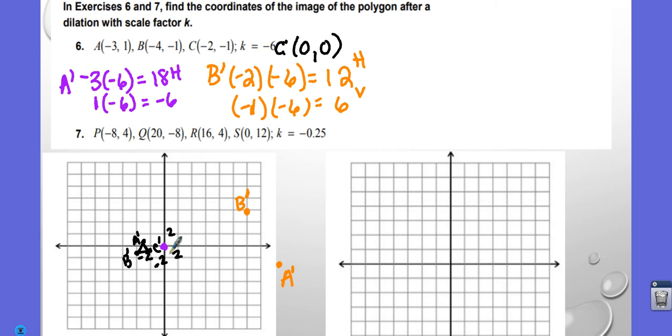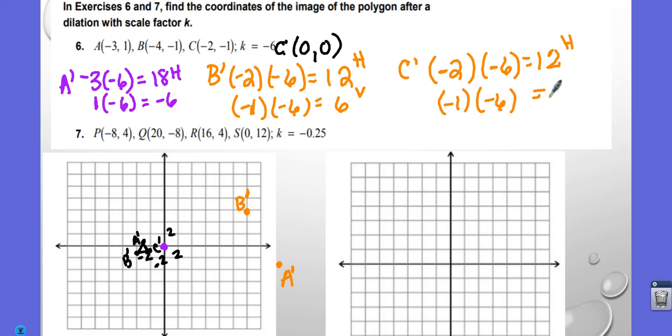Okay, now let's go ahead and do C. How far from the center of dilation am I with C? That is 2, and that was 2 to the left. So C prime is 2 to the left times -6, which is +12, and that's my horizontal component. And then how far down am I? I'm only 1. So I would say -1 since I'm going down, times -6, which is 6, and that's my vertical component. So I go 12. So this would be 6.